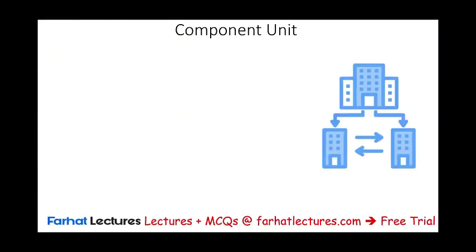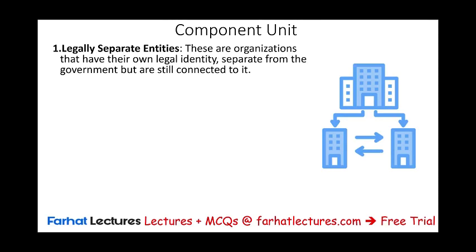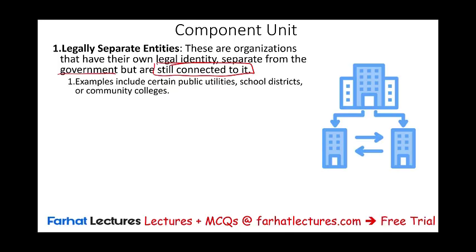Starting with component unit. What is a component unit? It's a legally separate entity, like the Community College of Philadelphia. They have their own legal identity, separate from the government, nevertheless still connected to it. Examples would be a community college, certain public utilities, and school districts as well. So they are separate. This is the community college, but they are connected to the main government, the city of Philadelphia.